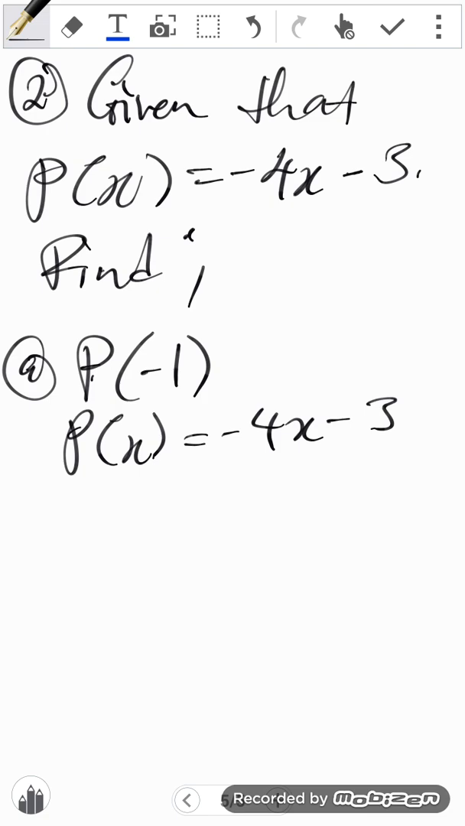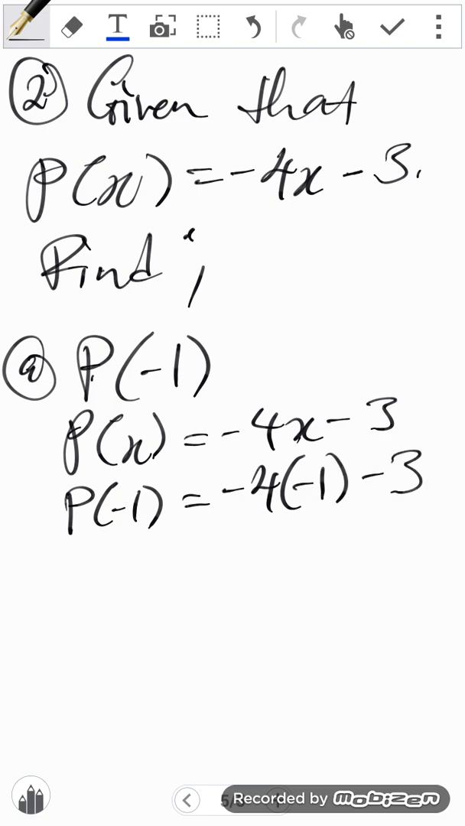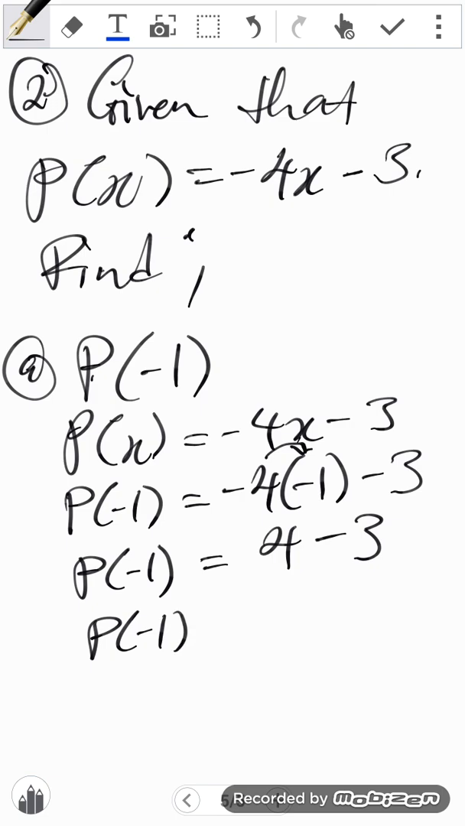3. Now here you're looking for p of -1, which means that where there's x, you put in negative 1. So -4, open brackets, where there's x, you plug in negative 1, and minus 3. So -4 times negative 1. So p of -1 is equal to -4 times -1, which is simply 4 minus 3. Then p of -1 is therefore equal to 4 minus 3, which is simply 1. Alright. So we've clearly understood how to find the function of a number.